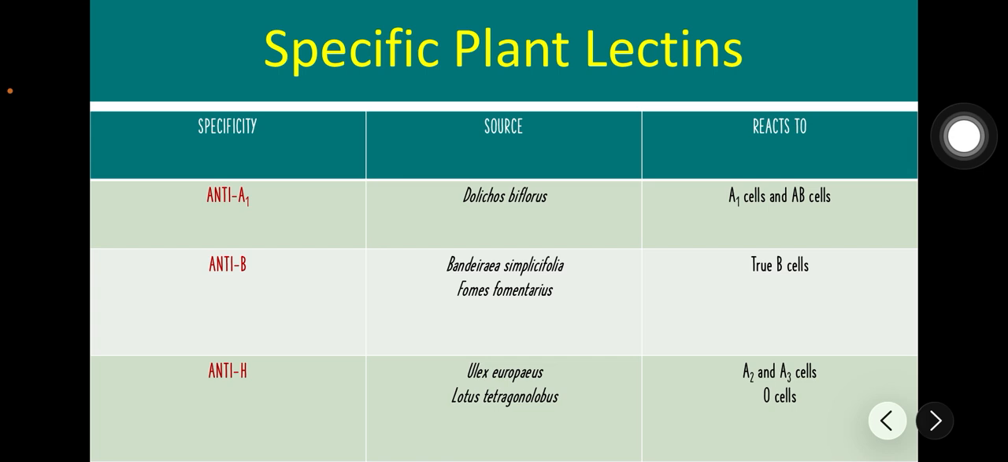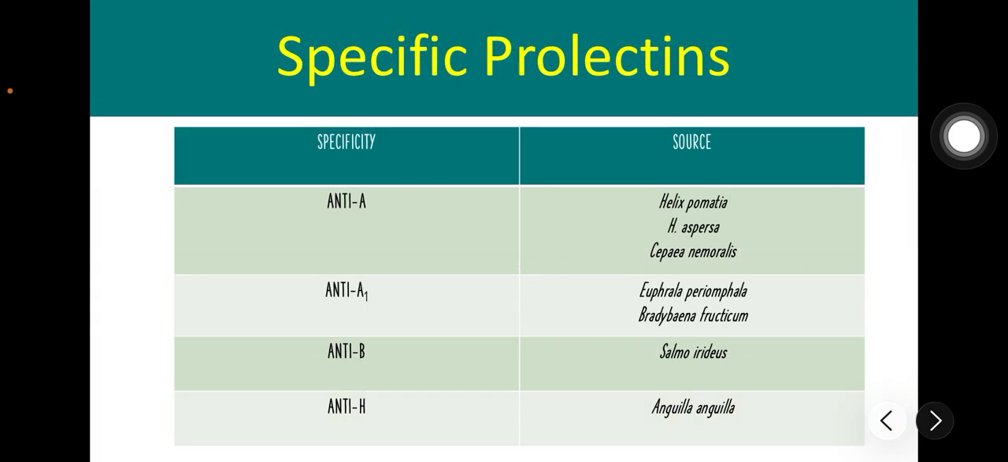Next, aside from the mentioned anti-A or anti-A1, anti-B, and anti-H lectins, we also have anti-N lectin, which is from Vicia graminea. So this lectin has specificity for the N antigen in the MNS blood group system. We also have an anti-M lectin, which is extracted from Iberis amara. So this lectin is specific for the M antigen. Next, we have here the different specificities and the sources of your specific lectins, so kindly familiarize yourselves.